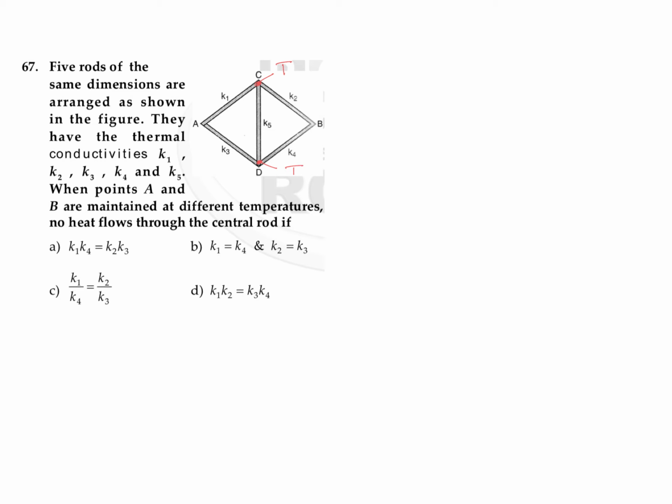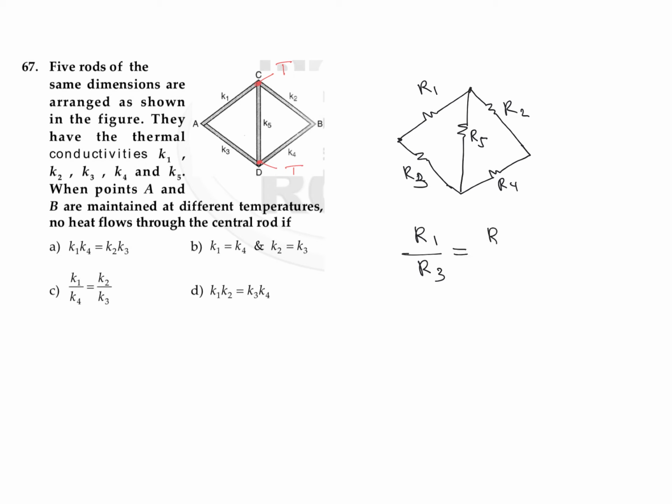So what is the condition for that? According to the concept of Wheatstone bridge, if we have a resistor over here, let's say R1, and a resistor over here, let's say R2, and a resistor over here, which I'm treating as R3, and a resistor over here, take it as R4, and a resistor connected in between them, R5, then the condition for a balanced Wheatstone bridge is when R1 by R3 is equal to R2 divided by R4.